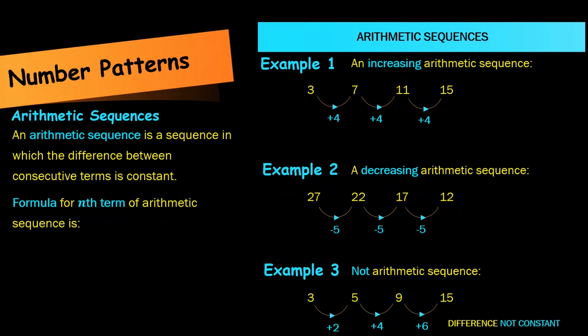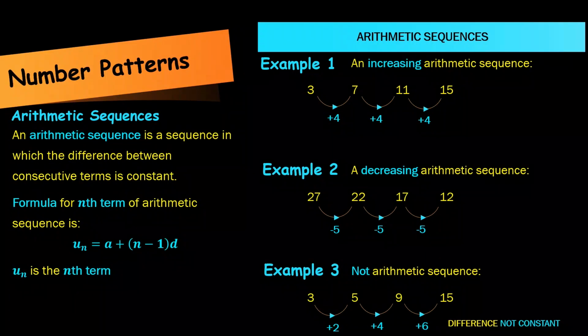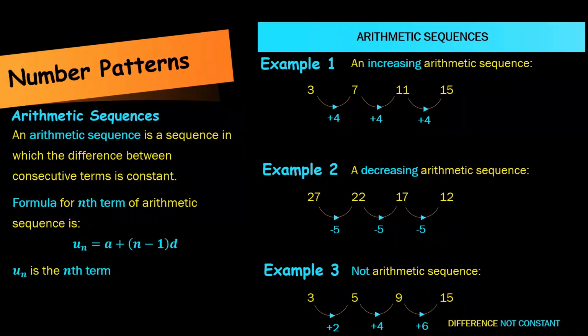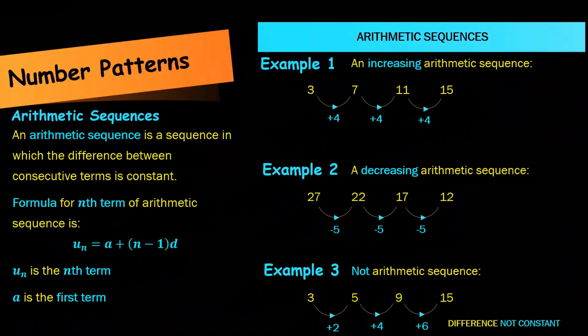The formula for the nth term of an arithmetic sequence is u subscript n equals a plus n minus 1 times d, as shown on your screen. u subscript n is the nth term, a is the first term, and d is the common difference.